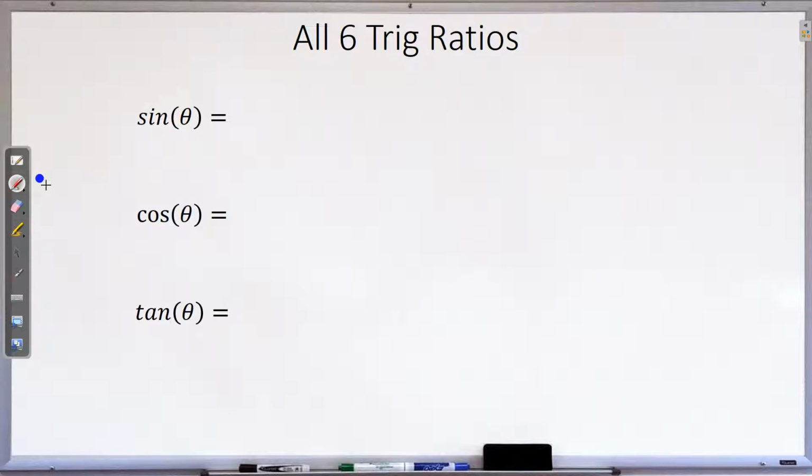So here we got them. We know what these are. Sine is opposite over hypotenuse. Cosine is adjacent over hypotenuse. And tangent is opposite over adjacent. Now there's actually 3 more. They're the reciprocal trig functions.